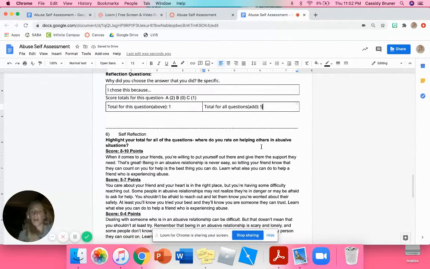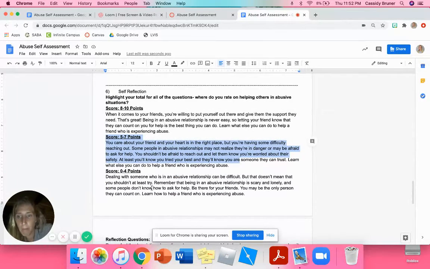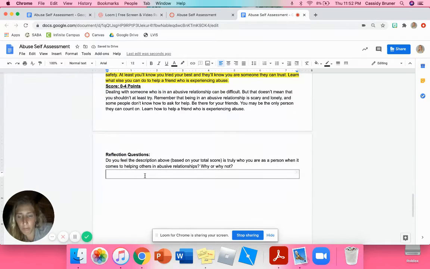Then I'm going to do a self-reflection. Here it says score 5 to 7 points. I got 5 points total, okay? So I'm going to read what it says about me based on this situation. I'm going to highlight my total. I scored 5 to 7 points. Highlight my total. And then I'm going to answer this reflection question.